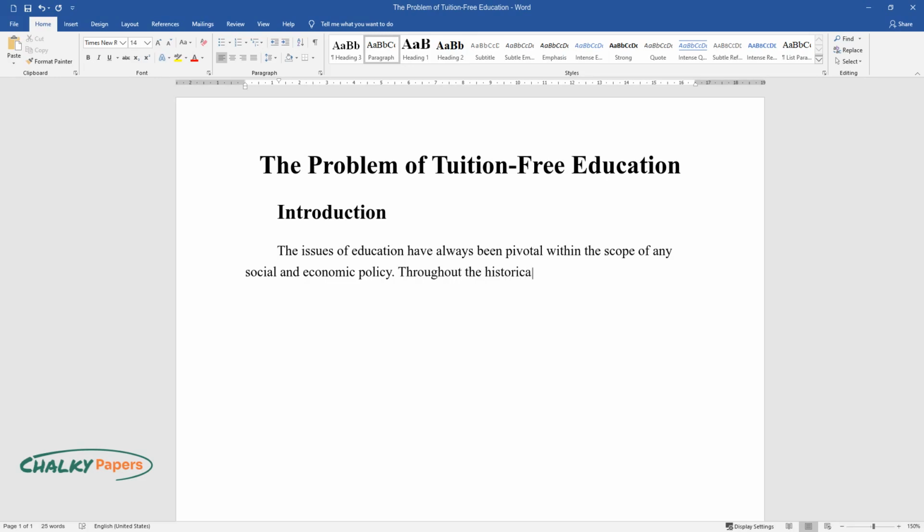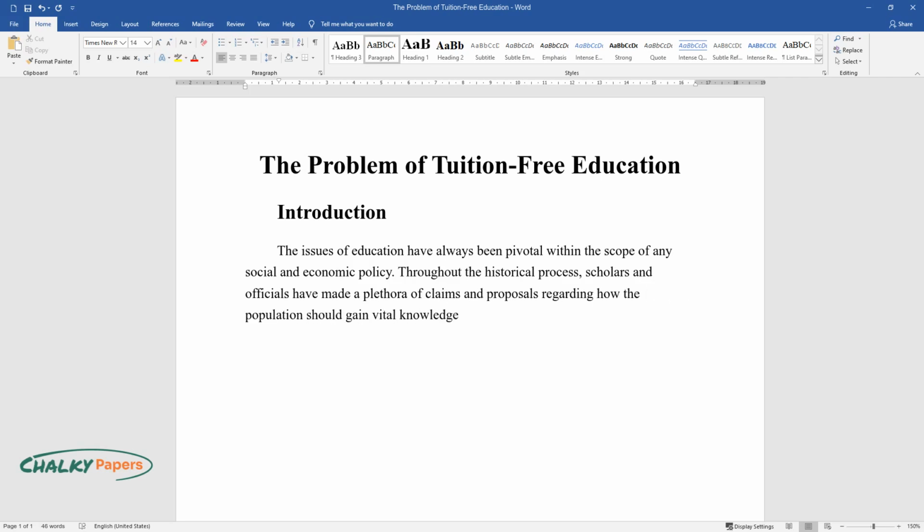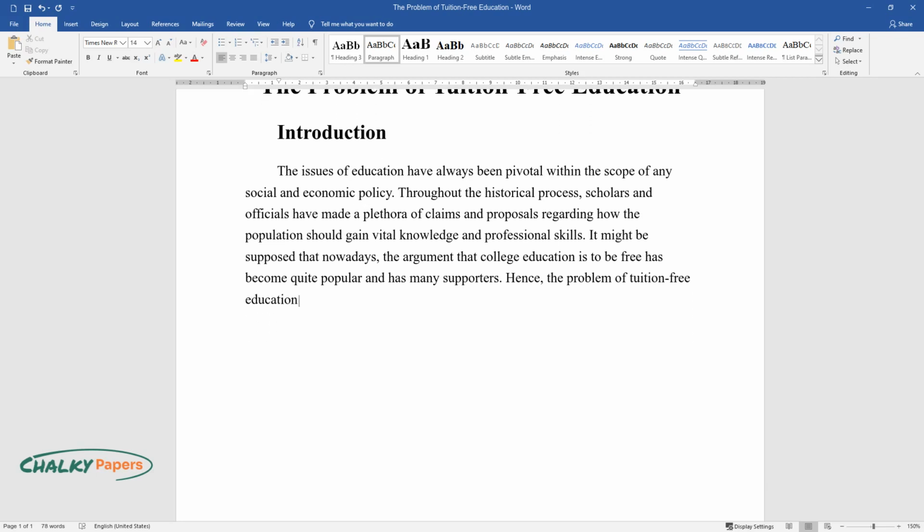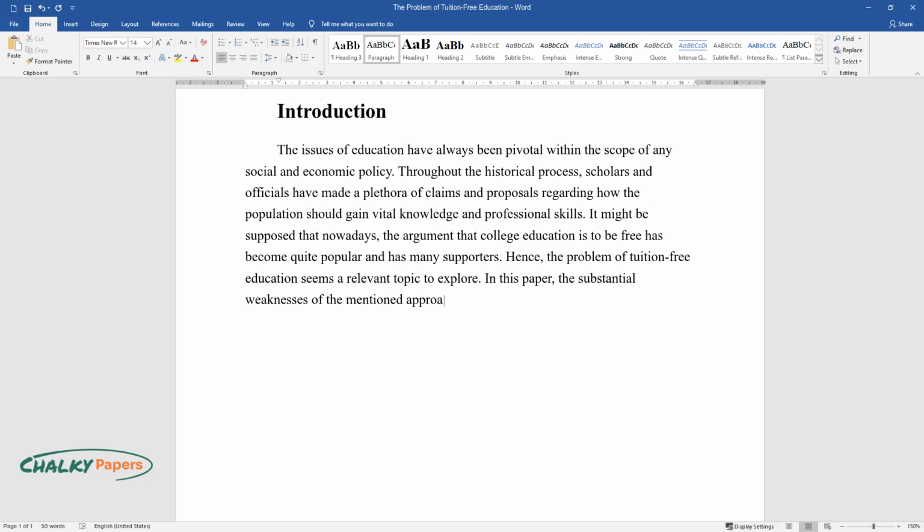Throughout the historical process, scholars and officials have made a plethora of claims and proposals regarding how the population should gain vital knowledge and professional skills. It might be supposed that nowadays, the argument that college education is to be free has become quite popular and has many supporters. Hence, the problem of tuition-free education seems a relevant topic to explore. In this paper, the substantial weaknesses of the mentioned approach will be discussed.